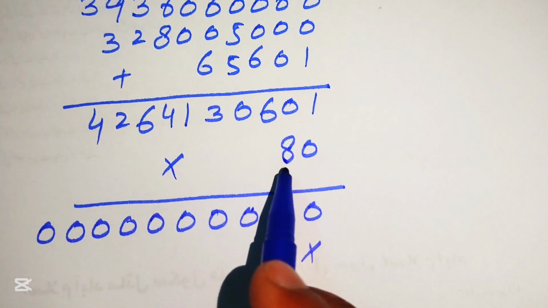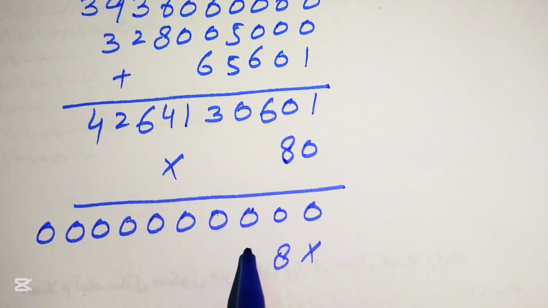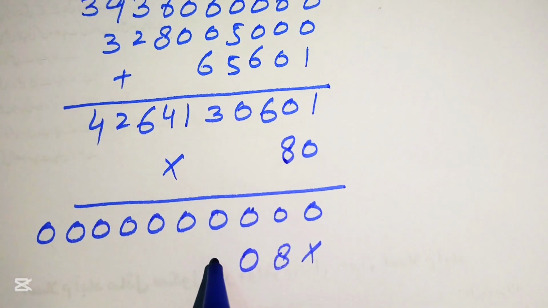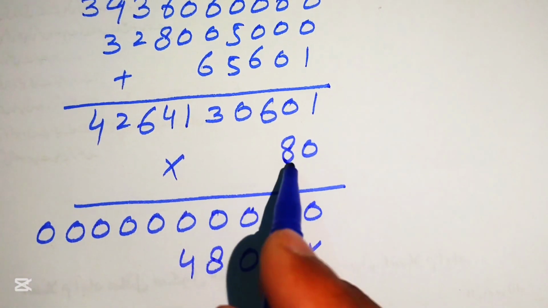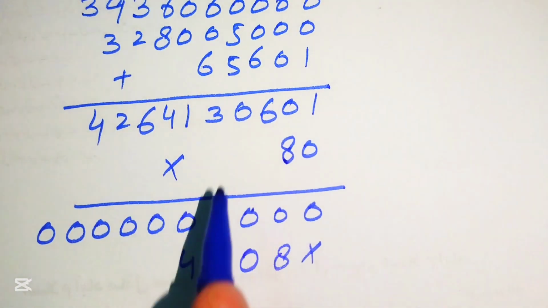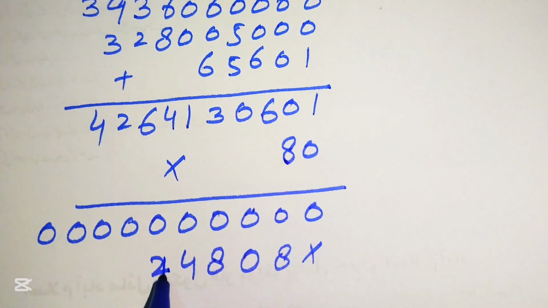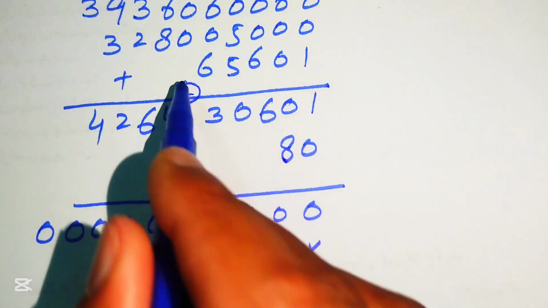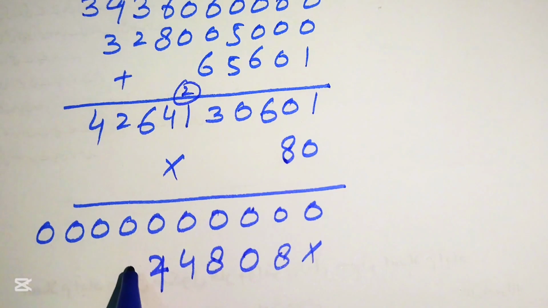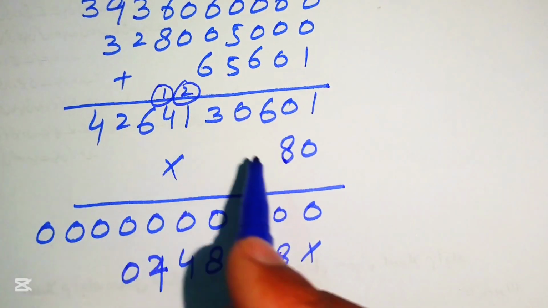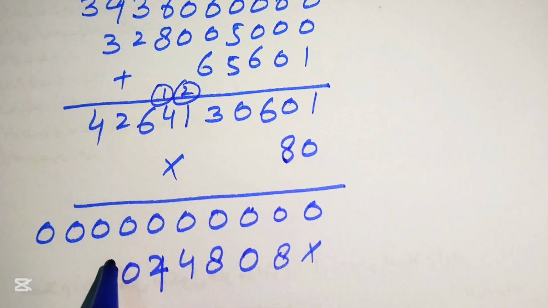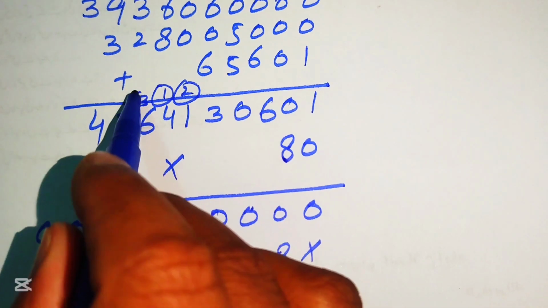And after that we multiply this 8. 8 ones are 8, 8 zeros are 0, 8 6s are 48, and we write 48 because this is 0. So 8 3s are 24. We write 4 and carry 2. 8 ones are 8 plus 2 is 10. We write 0 and carry 1. 8 4s are 32 plus 1 is 33. We write 3 and carry 3.